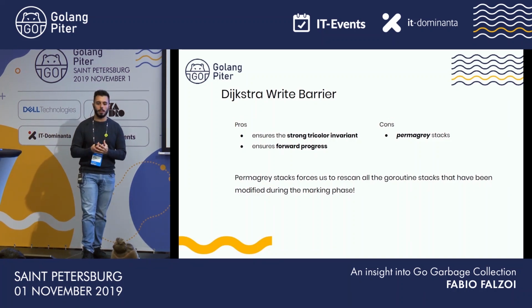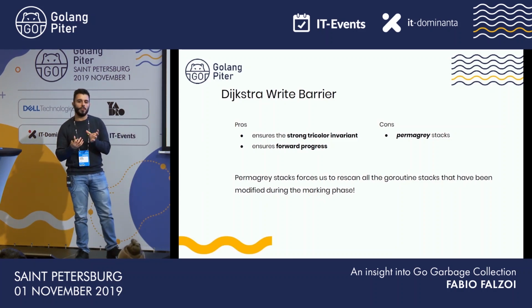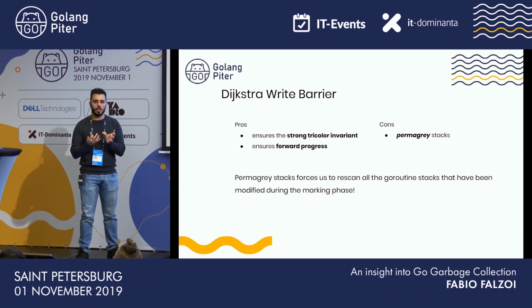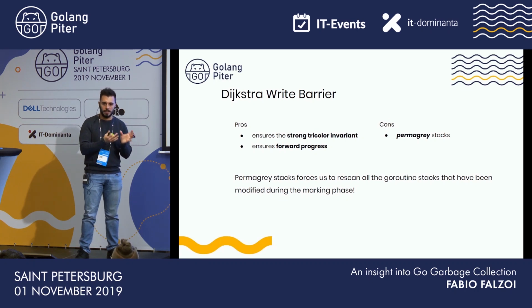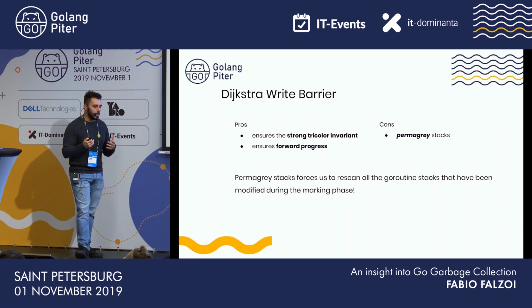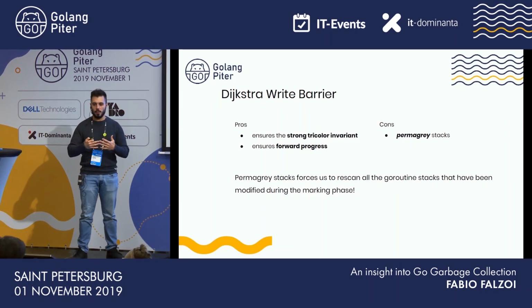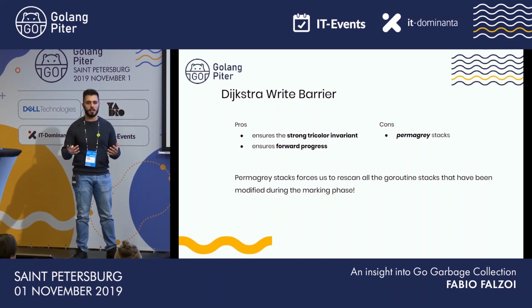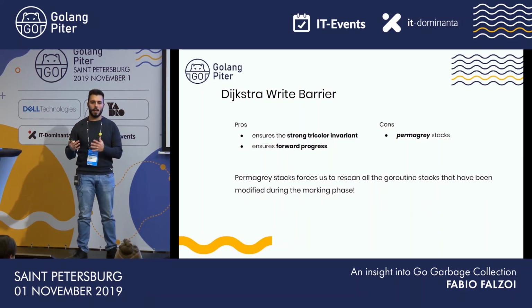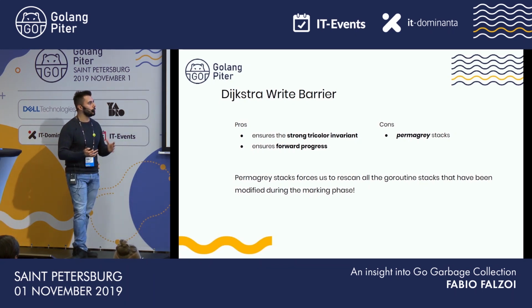Think about addresses of heap allocated objects that are stored in a goroutine stack. Clearly, you need the write barrier. You need to protect those addresses even if they are on the stack, because they are pointing to heap objects. And we said that a normal Go application can have a lot of goroutines, so we have really a lot of goroutine user stacks. And using a write stack barrier is too much of an overhead. So the Go team decided to use another approach that is called permagrey stacks.